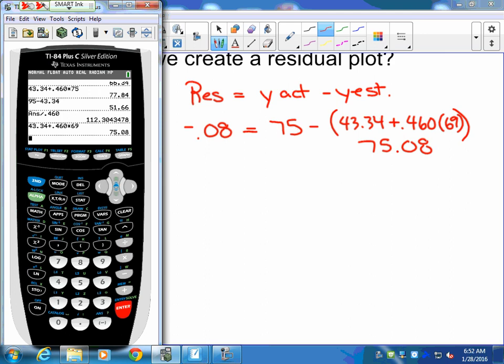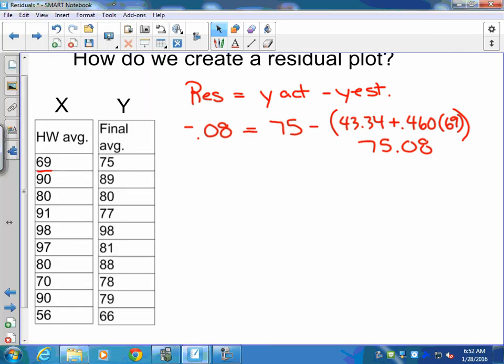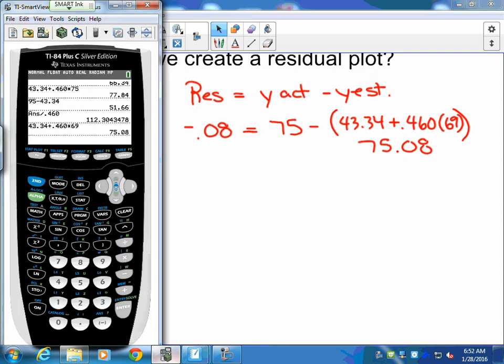If we were required to do that by hand, we would have to go through every data point, plug each x value into the equation, and subtract that estimated value from the actual y. But to do this on the calculator, we want to plug into our line equation, y1, our least squares regression line: 43.34 plus 0.460 times x.